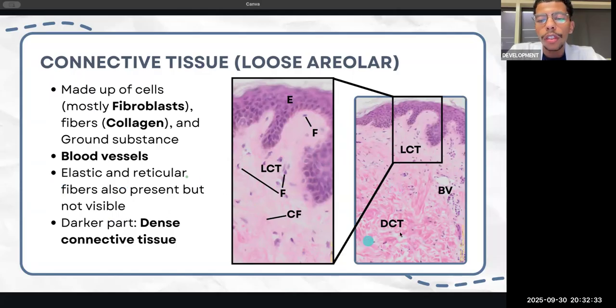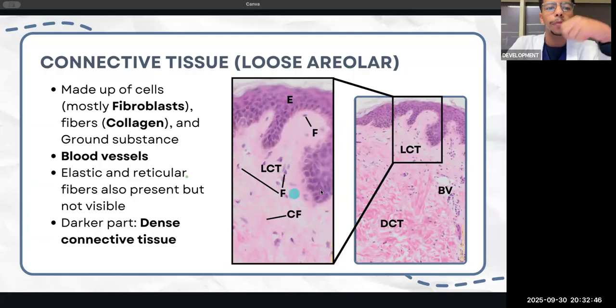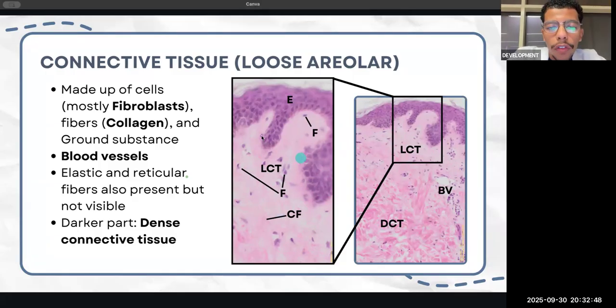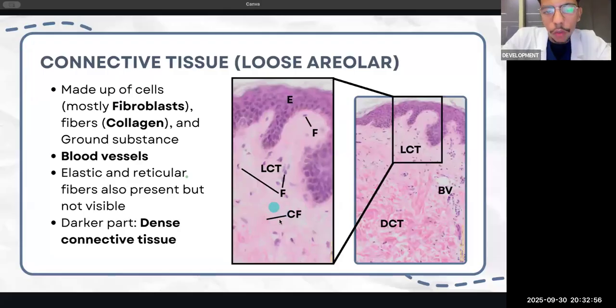This dark part here is called dense connective tissue. So loose connective tissue, from the appearance, looks light. However, dense connective tissue is a lot denser and it looks darker. It's a lot more pinkish. We also have here two types of fibers called elastic fibers and reticular fibers, but we can't really see them. So if they point towards a pink area like this and ask you what type of fibers are found here, just tell them collagen fibers.